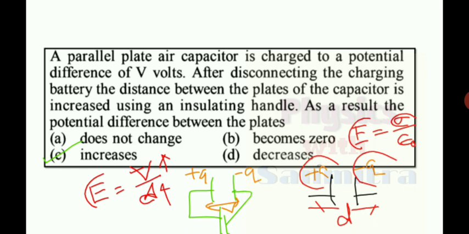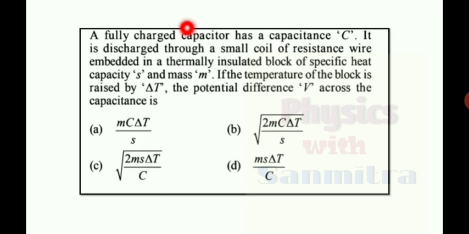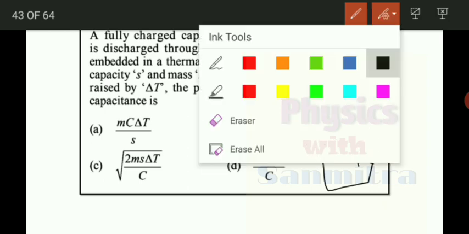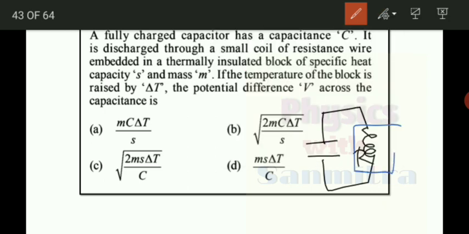A fully charged capacitor has a capacitance C. It is discharged through a small coil of resistance wire embedded in a thermally insulated block of specific heat capacity S and mass M. If the temperature of the block is raised by delta T, the potential difference across the capacitor is? Let's see, this is a very interesting question. They have combined the concepts. This is a capacitor and it is discharging through a coil. This is a resistive coil, only resistance is there, and this coil is embedded in an insulated block of specific heat S.